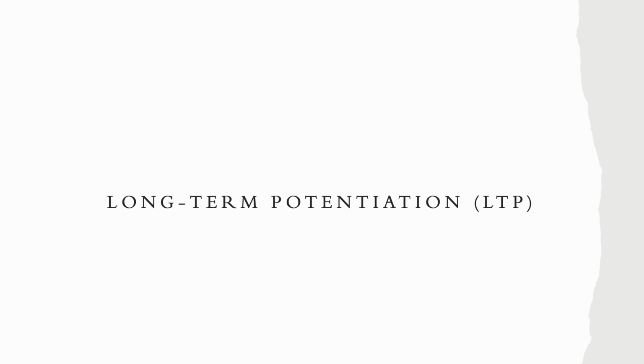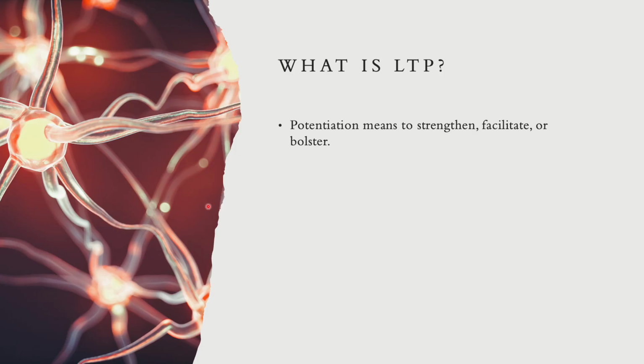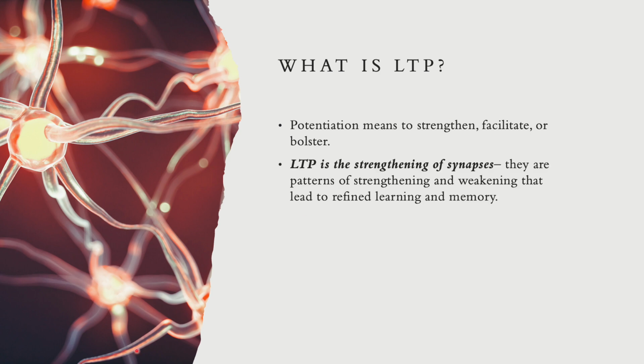Next, we're going to talk about a topic called long-term potentiation. This is essentially a way that synapses can be bolstered and strengthened. Long-term potentiation, also known as LTP, means to strengthen or facilitate or bolster. And LTP specifically is the strengthening of synapses. So these are patterns of strengthening and weakening that can lead to refined learning and memory.